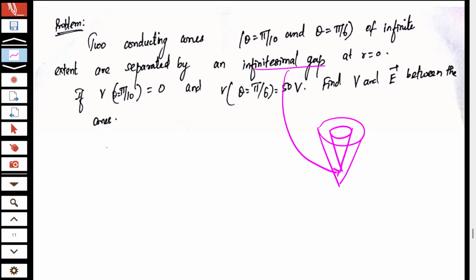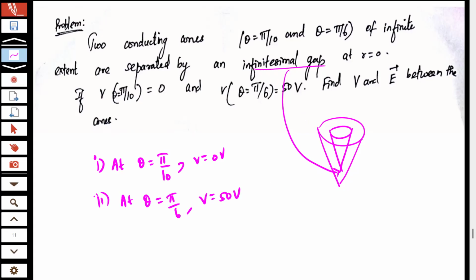So the two boundary conditions are given. I'll be writing the boundary condition. At angle theta pi by 10, voltage V equals 0 volt. And the second boundary condition is at angle theta equal to pi by 6, voltage V equals 50 volts. We are asked to find V and E between the cones.